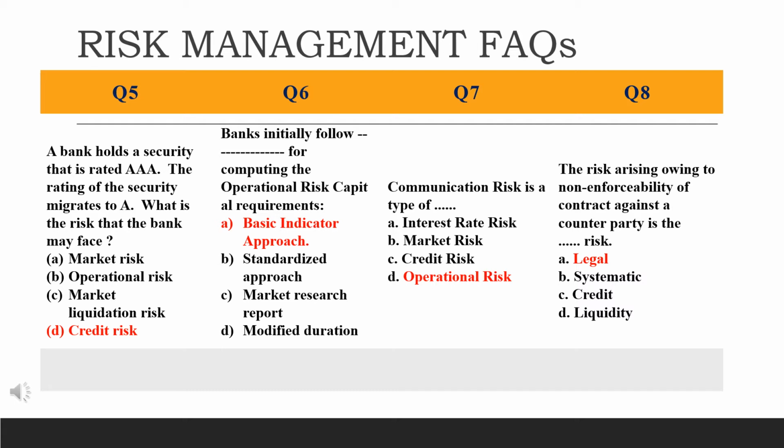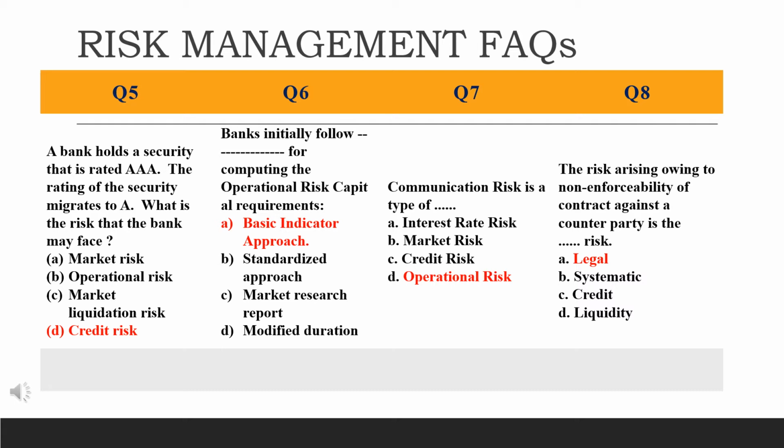The next question: communication risk is a type of dash. So what is communication risk? The first is interest rate risk. Second comes market risk. Third comes credit risk. Fourth is operational risk. So the answer for this is the last option, D, operational risk.